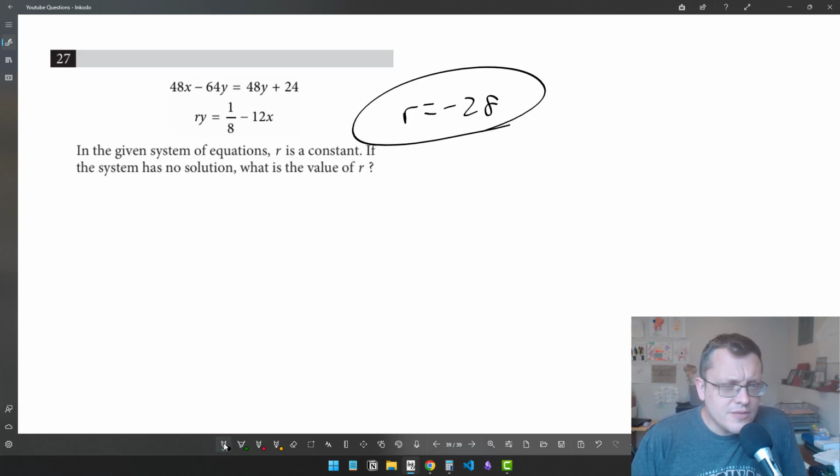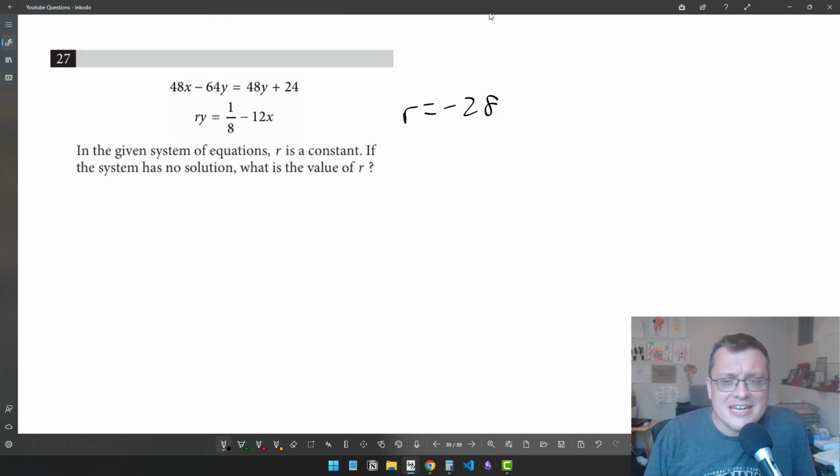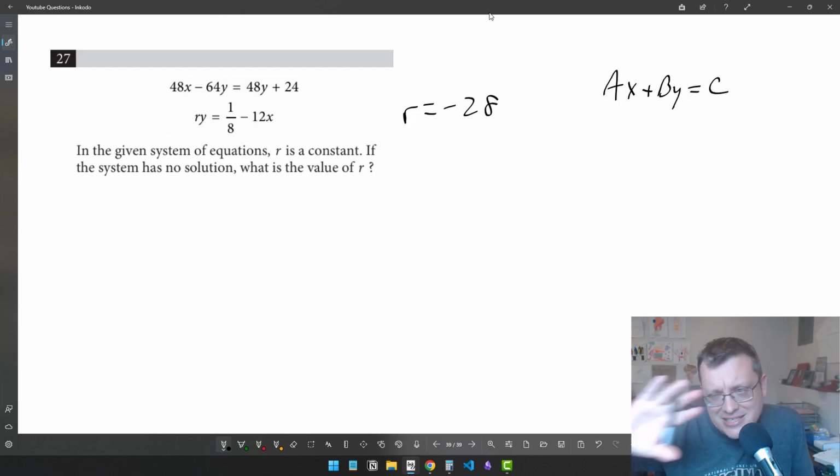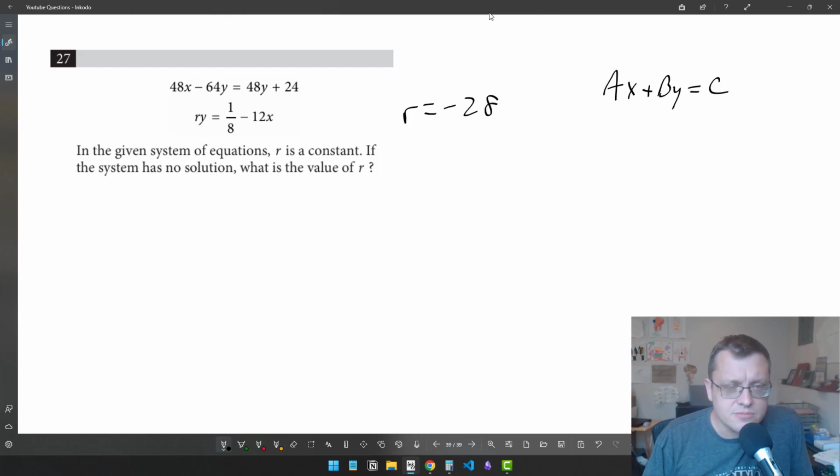So what's the way we can solve this directly? First thing I want to do is get it in kind of the standard form you would see for your systems where it's like ax plus by equals c. So let's combine like terms. Let's get all the variables to the left side. Let's get the constant term to the right side, and let's regroup from that point. So top equation, I'm just going to subtract 48y from both sides. So I'm going to get 48x minus, that's going to be 112y equals 24.